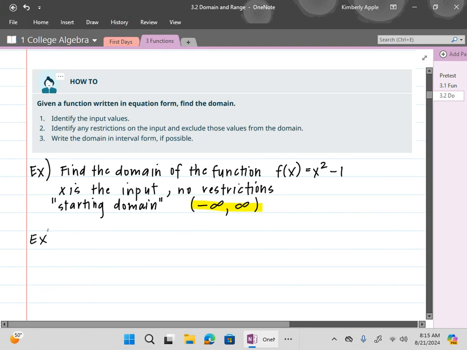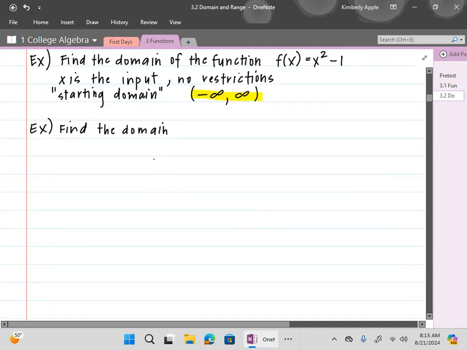Let's go again. Example. So this is finding the domain of a function that has a denominator. So you're going to have a few basic domain problems. One of them is going to be the ones that don't have any restrictions. This is going to be the second one. Find the domain of the function. And we're going to do a rational function now that has a fraction. So this will be x plus 1 divided by 2 minus x.